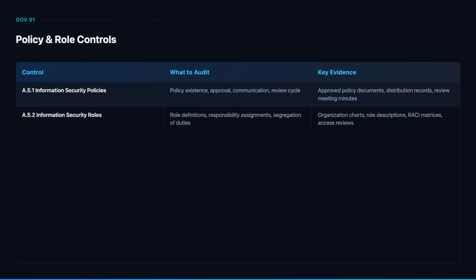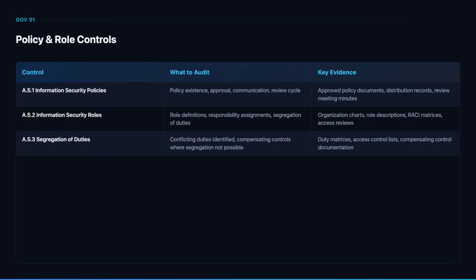For A.5.2, verify that information security roles and responsibilities are clearly defined and assigned. Check for segregation of duties where conflicts of interest could arise. Key evidence includes organization charts showing the security function, role descriptions with security responsibilities, RACI matrices for key security processes, and access reviews confirming role-based access alignment.